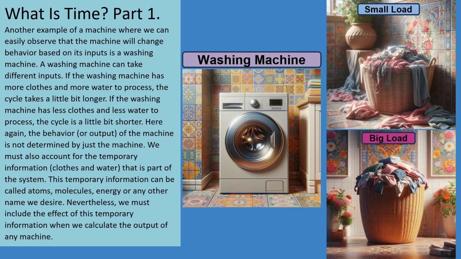Here again, the behavior or output of the machine is not determined by just the machine. We must also account for the temporary information, the clothes and the water, that is part of the system. This temporary information can be called atoms, molecules, energy, or any other name we desire. Nevertheless, we must include the effect of this temporary information when we calculate the output of any machine.